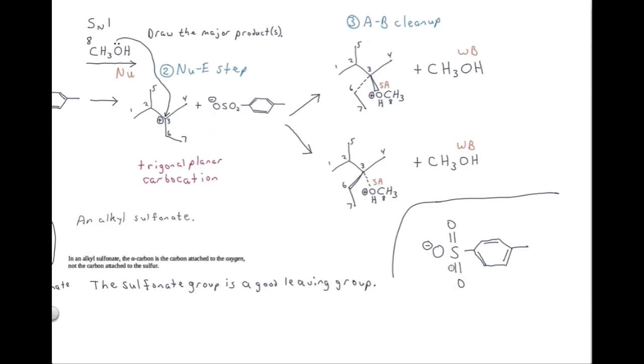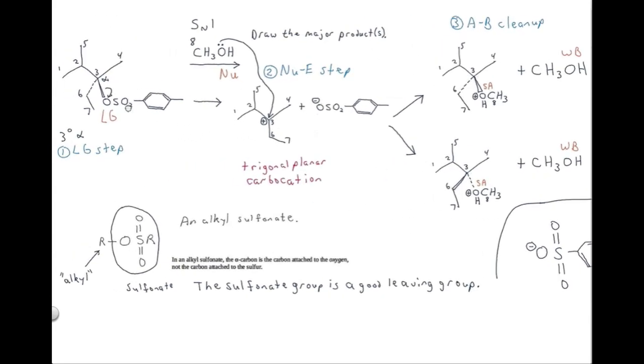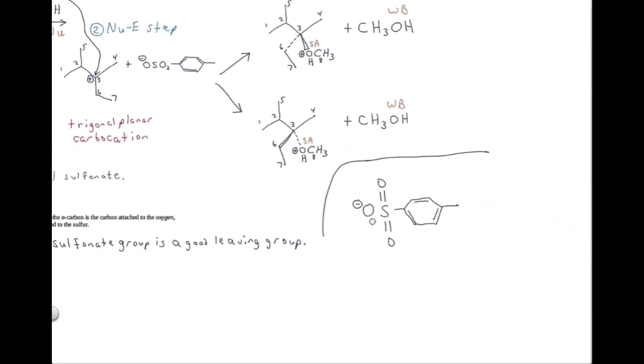Well, it's the same reason that the sulfonate was a good leaving group. This sulfonate is a good leaving group because after it leaves, the negative charge is stabilized by resonance. There are two other resonance structures for this sulfonate that can put the negative charge on this oxygen or on this oxygen. After the sulfonate leaves, the negative charge is stabilized by resonance, and that's what makes it easy for the sulfonate to leave in the first place.